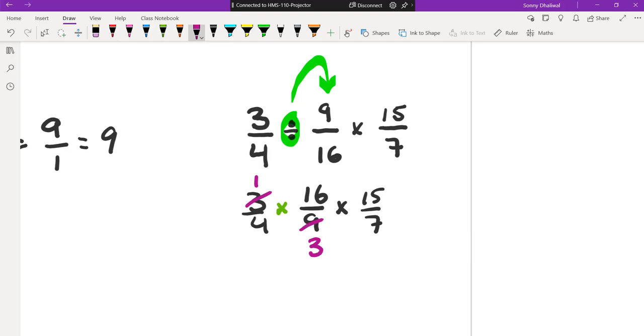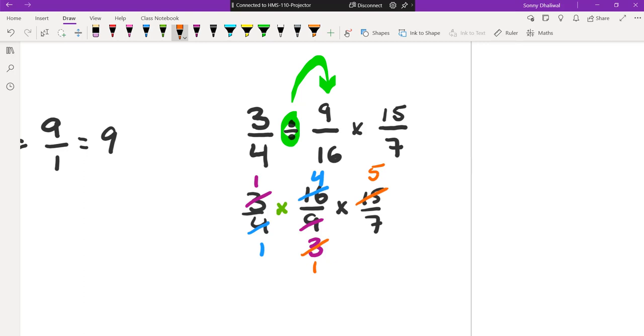4 and 16. 4 and 16, yeah. And what can we divide both 4 and 16 by? 4. Yeah, so 4 divided by 4 leaves us with a 1, and 16 divided by 4 leaves us with a 4. Is there anything else? Ryan? 3 and the 15. The 3 and the 15, okay. What are we dividing the 3 and the 15 by, Ryan? 3. 3 divided by 3 is 1, 15 divided by 3 is 5.